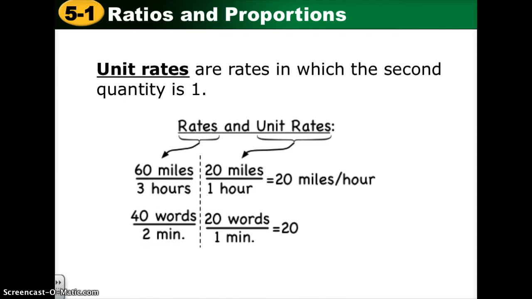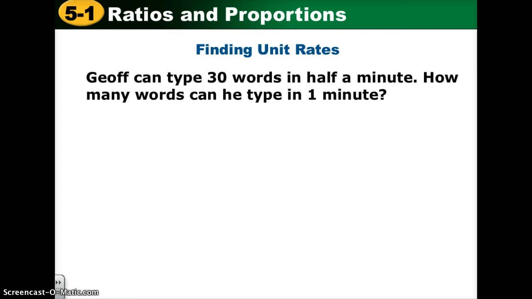Unit rates are rates in which the second quantity is 1. On the left-hand side you see rates, and on the right-hand side you see unit rates. 60 miles per 3 hours as a unit rate is 20 miles per 1 hour. 40 words per 2 minutes as a unit rate is 20 words per 1 minute. So if we want to find a unit rate, we're trying to get the denominator to be 1.